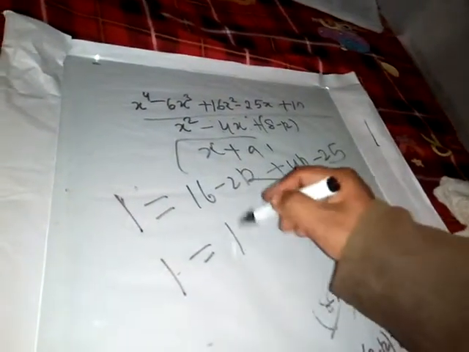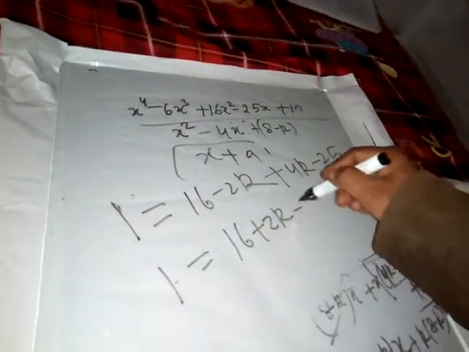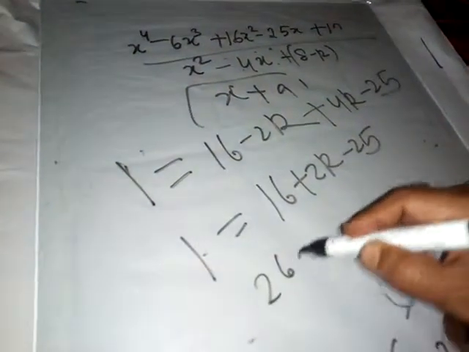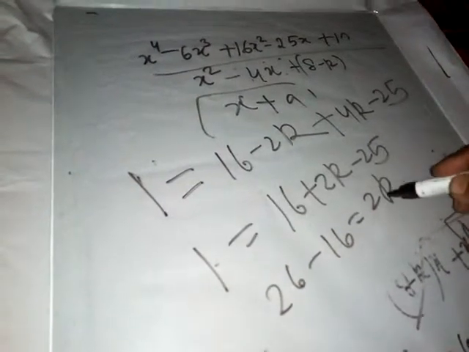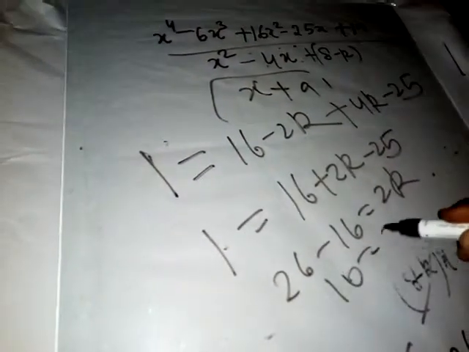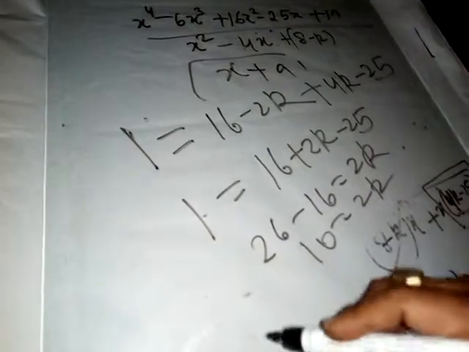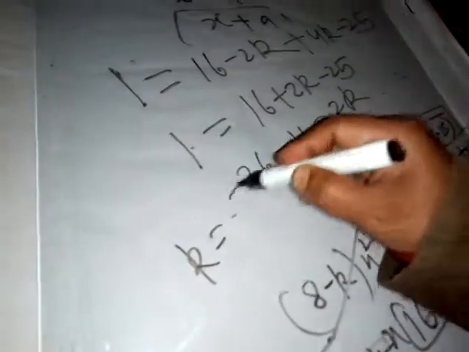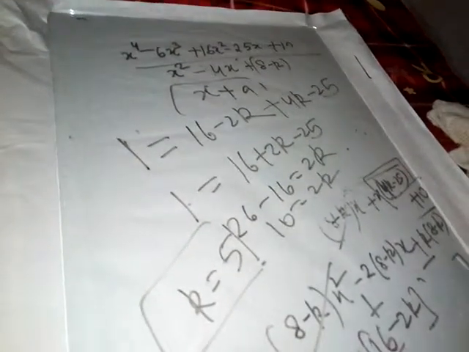1 is equal to 16 plus 2k minus 25. Take everything that side. 26 minus 16 is equal to 2k. 10 is equal to 2k. Therefore, we are getting k is equal to 5. Now, that is the value of k. Once you get the k, then the remainder was very simple.